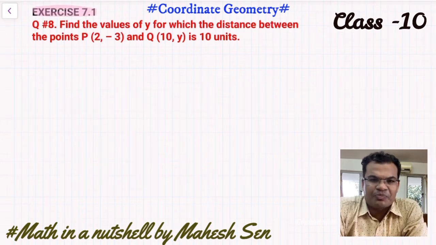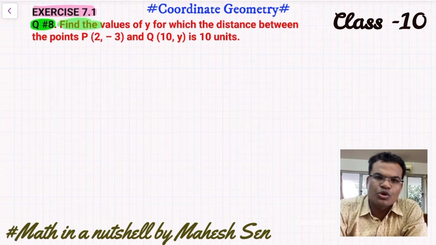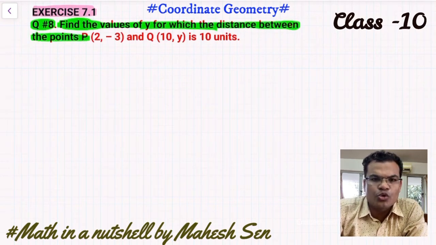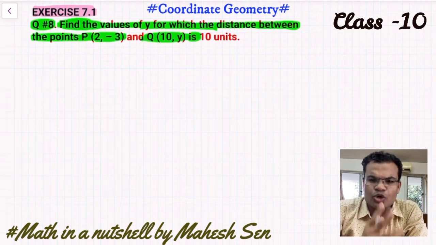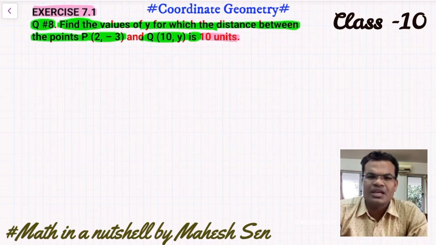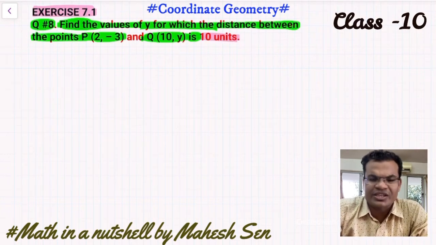Guys, today in this video we continue Exercise 7.1 with question number 8. In the previous videos we have done questions 1 to 7. So the 8th question is: find the value of y for which the distance between the points P(2, -3) and Q(10, y) is 10 units. So the distance between the 2 points is 10 units, and we have to find the value of y.